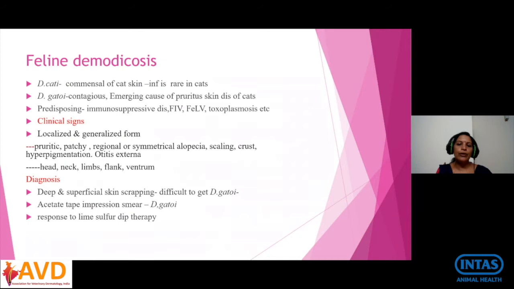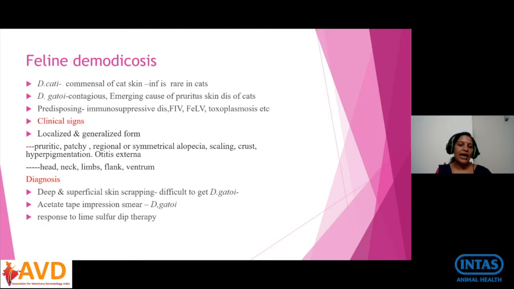Clinical signs, in both localized and generalized form, mainly include pruritus and patchy, regional symmetric alopecia. Pruritus is mostly seen in the case of Demodex gatoi. Patchy, symmetrical alopecia can also be seen. Scaling, crust, hyperpigmentation, and sometimes otitis externa also. Lesions are mainly seen on the head, neck, limbs, and also on the flank region and ventrum.